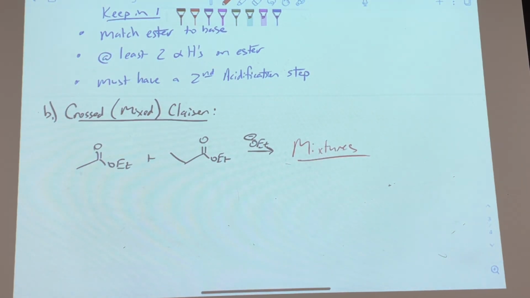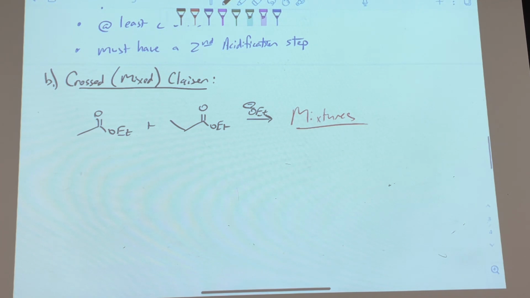The way we would prefer to do this then is just use a much stronger base and generate one enolate and then add the other. So the way we would do this, let's say we wanted the 2-carbon to act as our enolate. You would use LDA. LDA is a very, very strong base, and just like it could completely enolize the aldehydes and ketones, it can also completely enolize the ester.